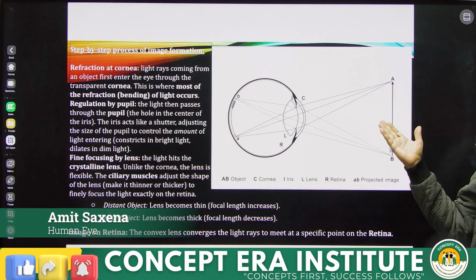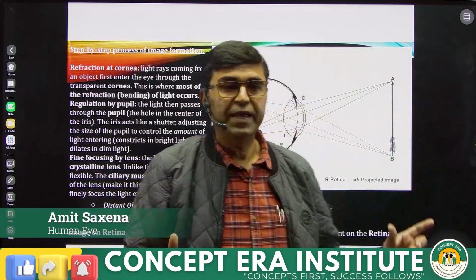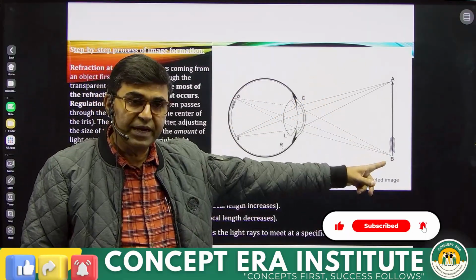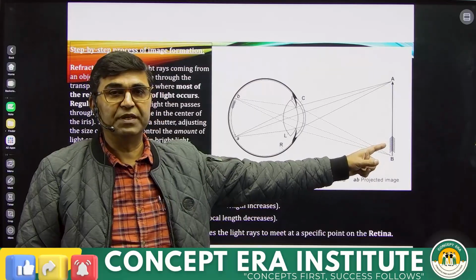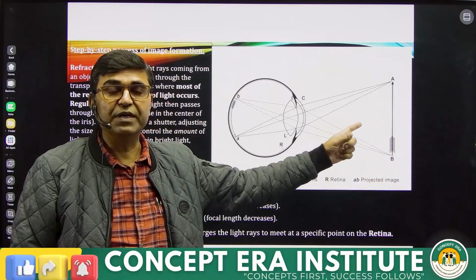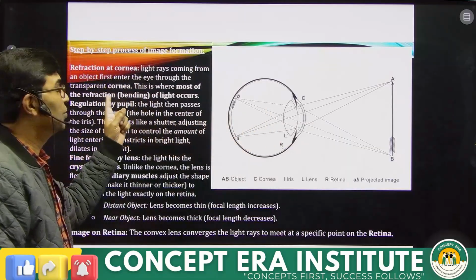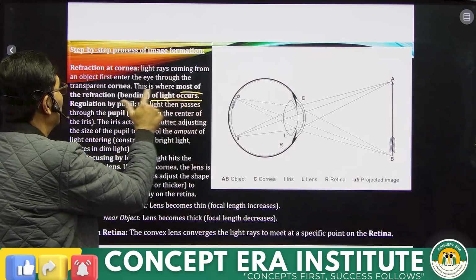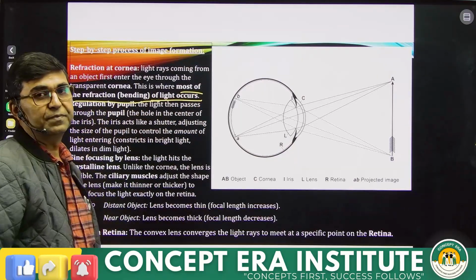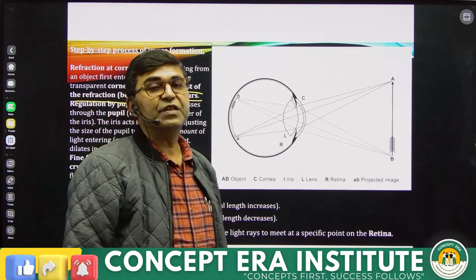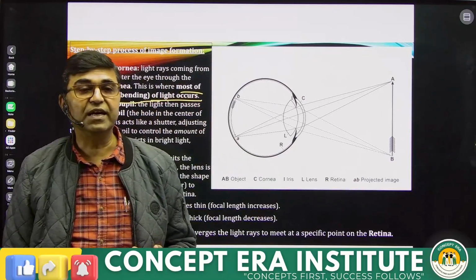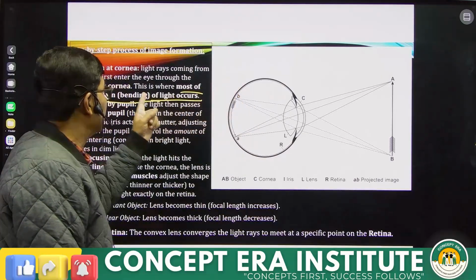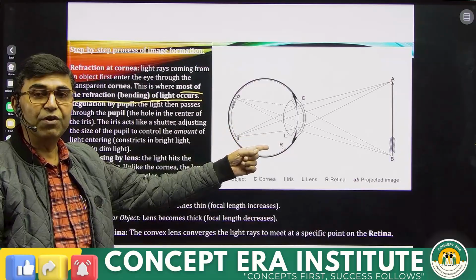Now let's get to know how the image forms in the eye. First of all, the light which is falling on the object, after reflecting from the object, enters the eye through the retina. Retina is the place where most of the refraction occurs. If somebody asks you from where the light enters the eye, your answer should be cornea. Most of the refraction occurs at the cornea.